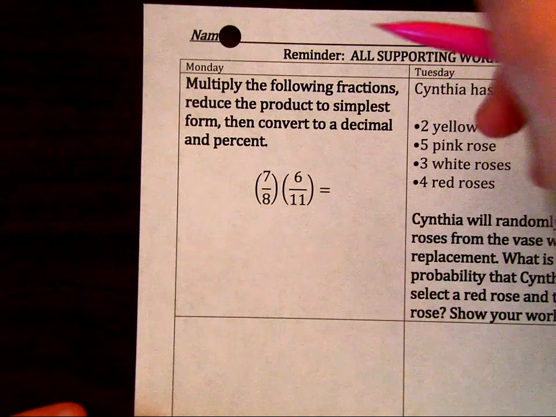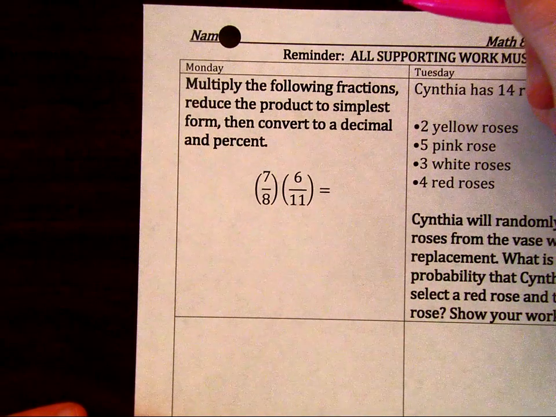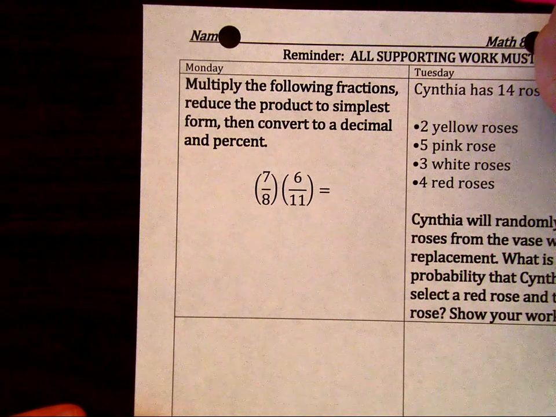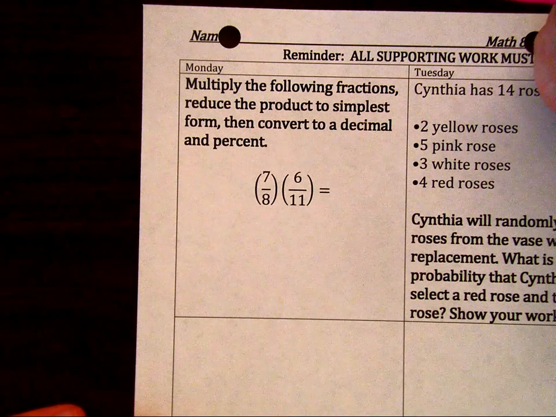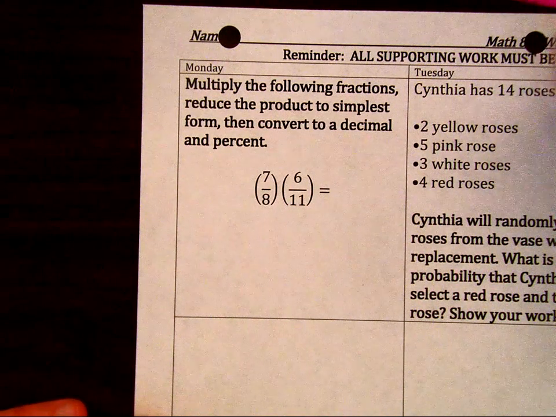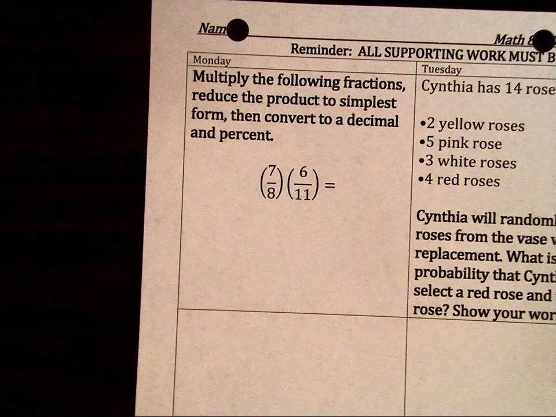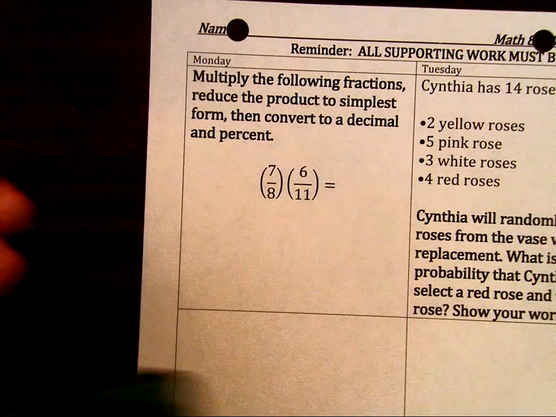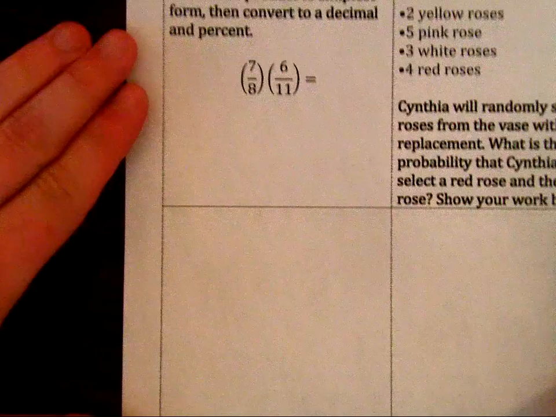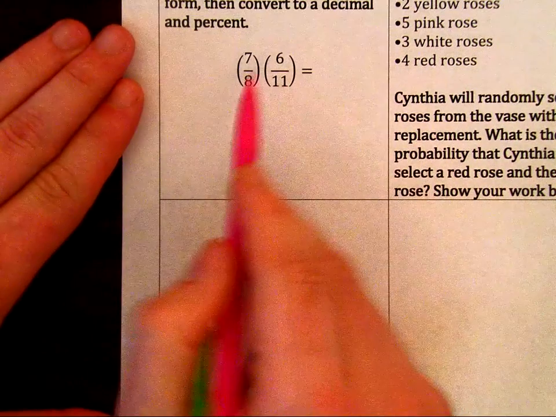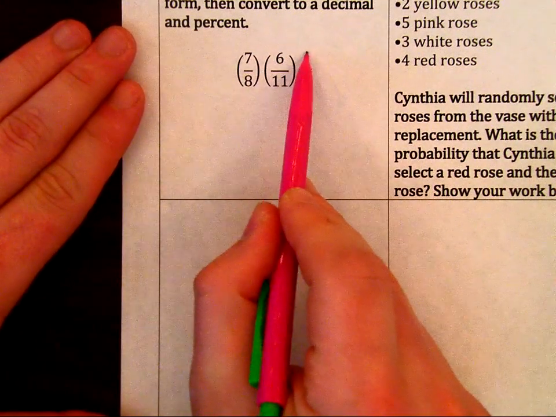And in this video, we're going to just be multiplying some fractions together, and we want to reduce the product. Again, that's your answer that you get when you multiply something together, and we want to reduce that to simplest form, convert it to a decimal and a percent. So again, make sure that you're multiplying carefully. Anytime that you have fractions like this, you always want to work in the numerators first.